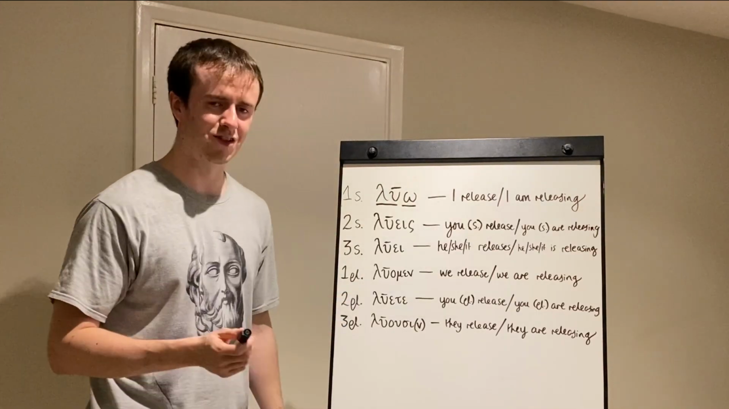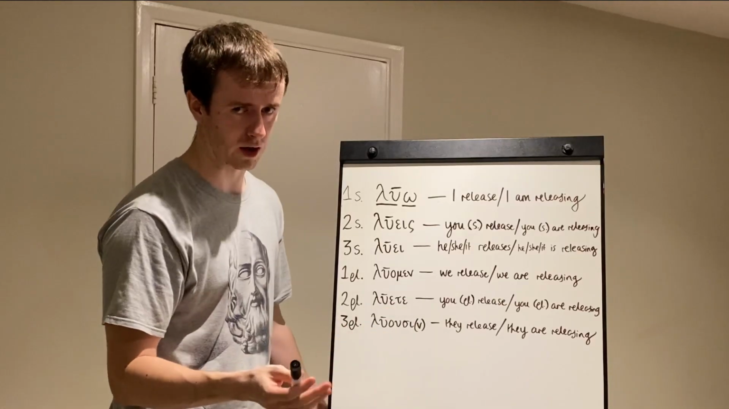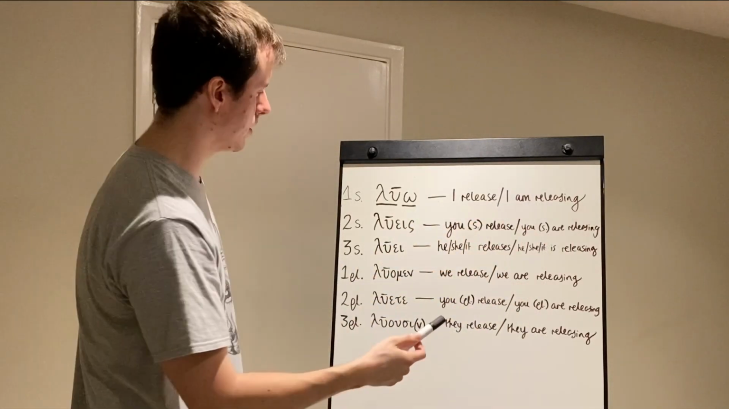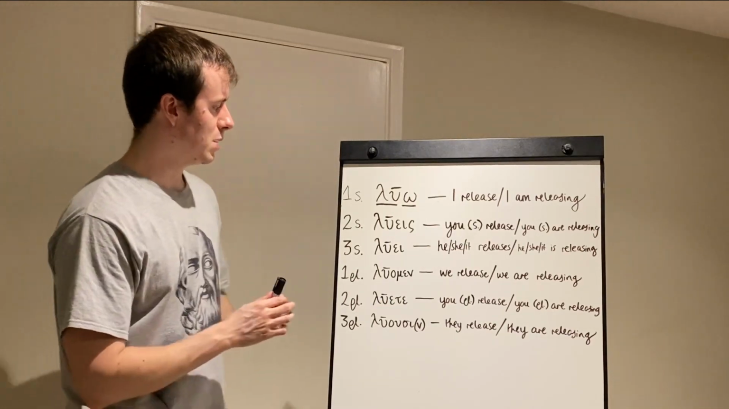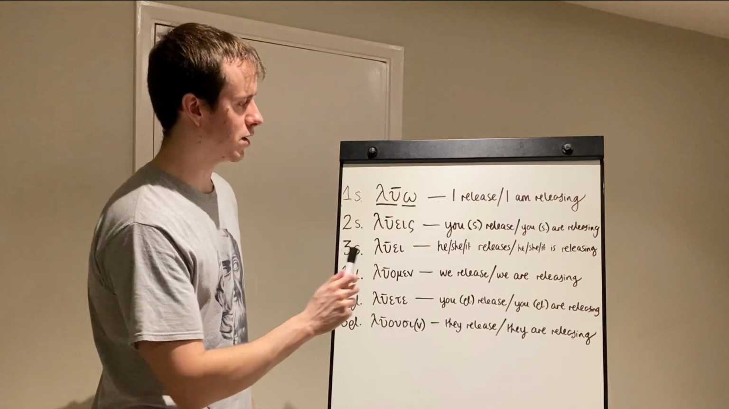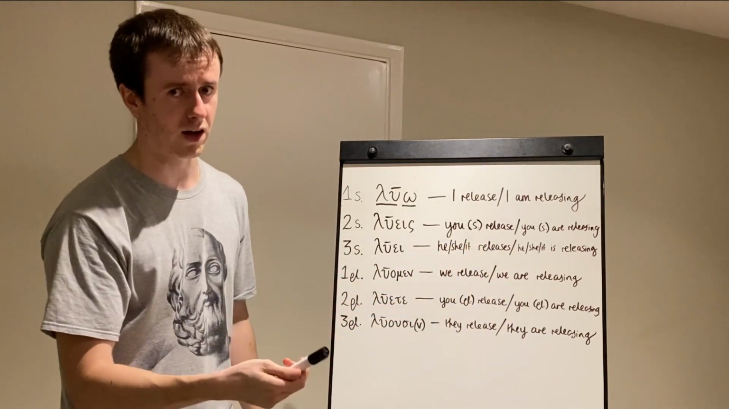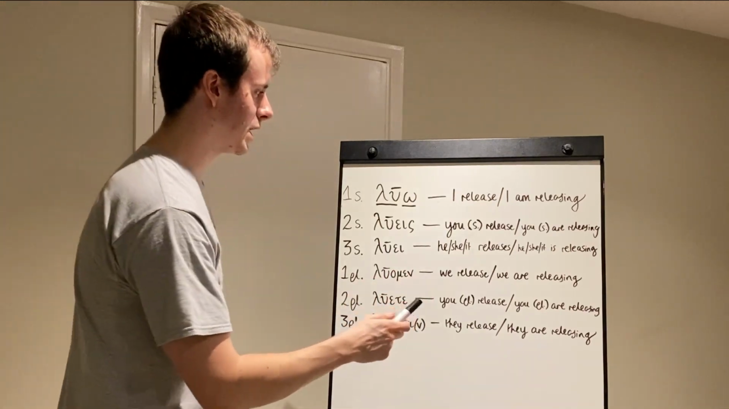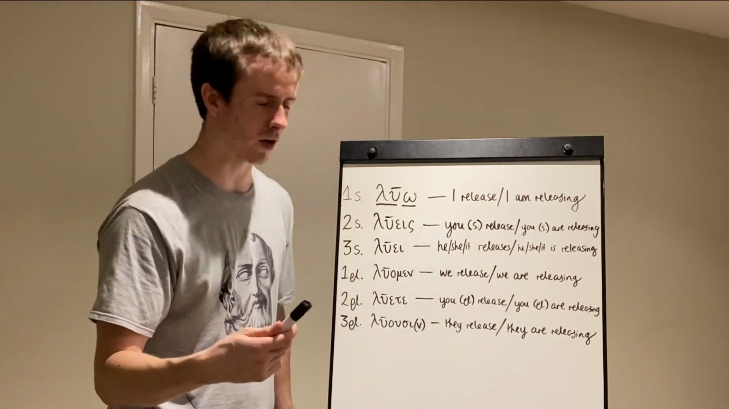So these are the answers you should have got. First, as I already said, we have luō meaning I release or I am releasing. That's the first person singular. But then in the second person singular, we have lueis meaning you singular release or you singular are releasing. In the third person singular, we have luei meaning he, she, it releases or he, she, it is releasing.